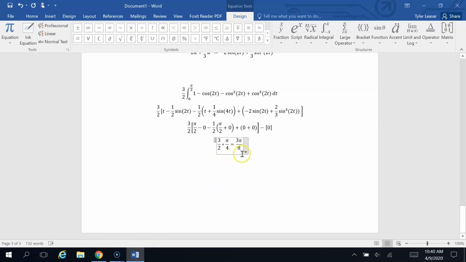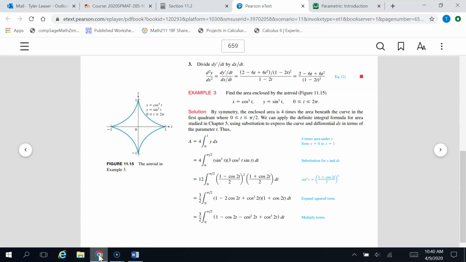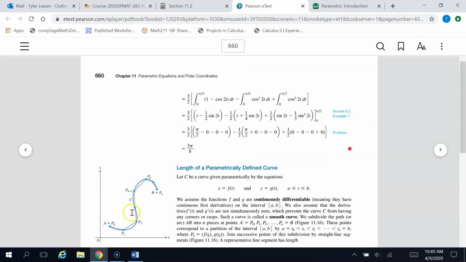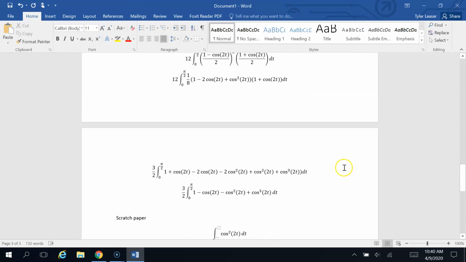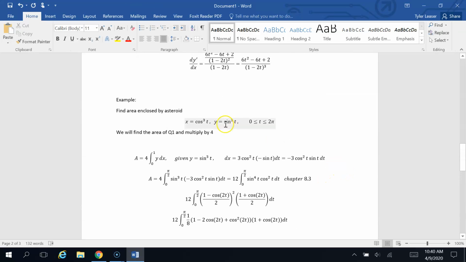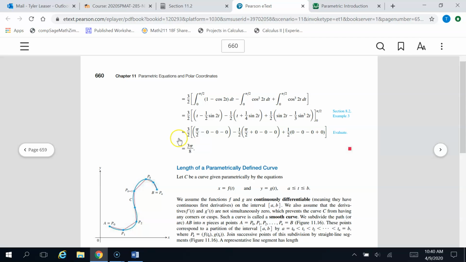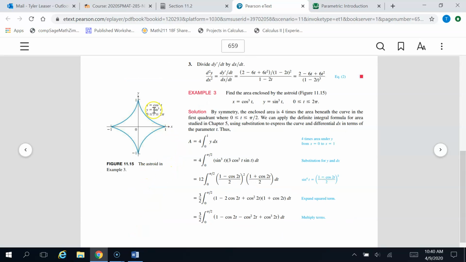I hope so, because that took a lot of time and a lot of effort. And if it's the wrong answer, I'm going to be quite upset. Oh, thank goodness, 3 pi over 8. Yay, we did it. Okay, great. And then I know we kind of lost the forest for the trees here, but remember, the whole point of that was to find the area enclosed by that asteroid. So the area enclosed by this asteroid, this thing has an area of 3 pi over 8 square units.